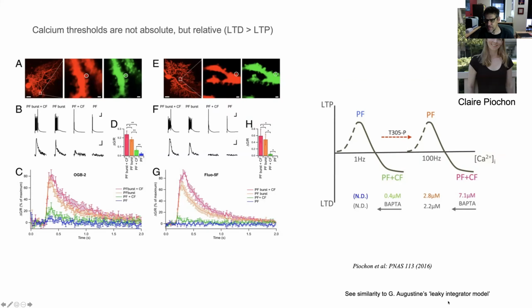And that's very similar, I put that here on purpose, to George Augustine's leaky integrator model, where he says, if I stimulate long enough, you get a baseline calcium level that's a little higher than normal, that also shifts the threshold for LTD induction, makes it easier to induce LTD. All that has to do with the calcium requirements of CAMK2.